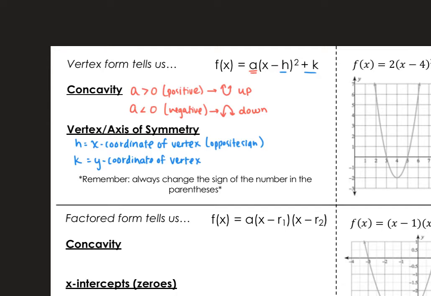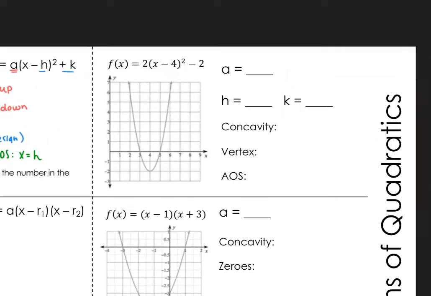Then for the axis of symmetry, we learned the other day that the axis of symmetry is just the x-coordinate of the vertex, which means the axis of symmetry is just going to be x equals whatever h is. All right, so let's take a look at an example.